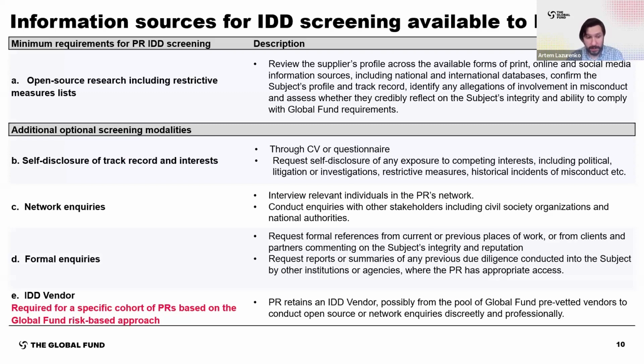Finally, there are IDD vendors. This is point E. I have mentioned that there are organizations which are focused on conducting integrity due diligence in all its various forms. Some organizations focus on open source research, some actually conduct the network inquiries, some can do a mixture of both. And the PRs can use these organizations, especially those that are locally active and have good local networks and a good understanding of the local public record. Maybe these organizations have access to databases or subscription sources that the PR might not have access to. For all these reasons, using an IDD vendor can be a sensible way to structure IDD.